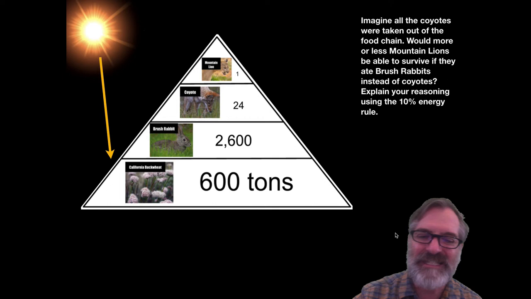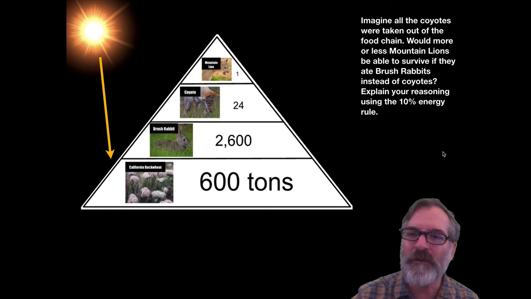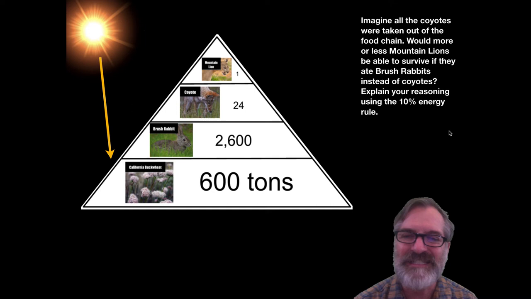So you've got 600 tons of California buckwheat that would support 2,600 bush rabbits, and that amount of rabbits would support 24 coyotes, and that would support one mountain lion. So here's the question. Imagine that all the coyotes were taken out of the food chain. So we get rid of these coyotes. Would more or less mountain lions be able to survive if they ate bush rabbits instead of coyotes? Explain your reasoning using the 10% energy rule.